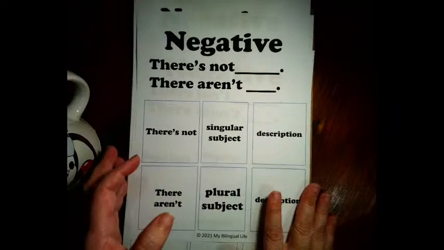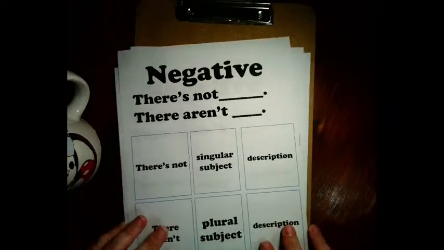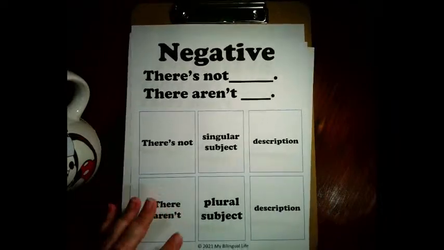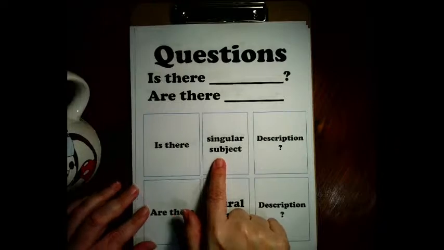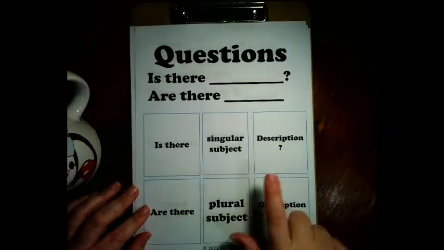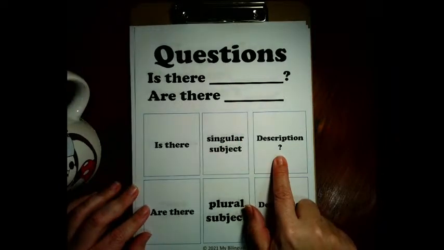Okay, we also did some questions. So on the questions, we flip it around. So for the singular, it will be "is there." Don't forget your question mark. For the plural, it's "are there." Again, don't forget your question mark. There's no question mark at the beginning, like in Spanish. Just one at the end.